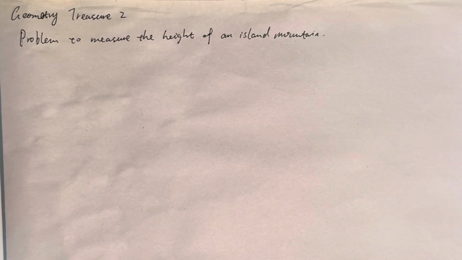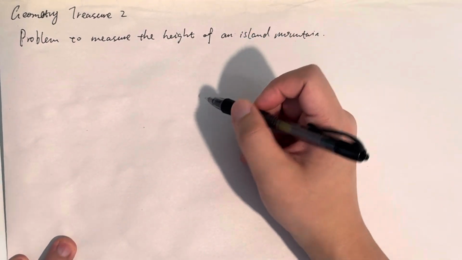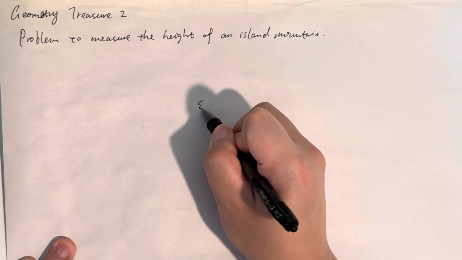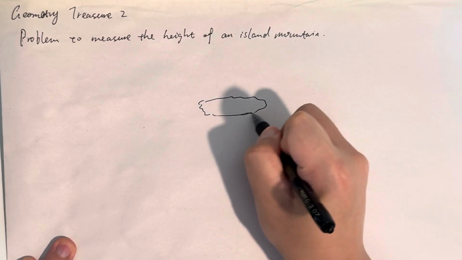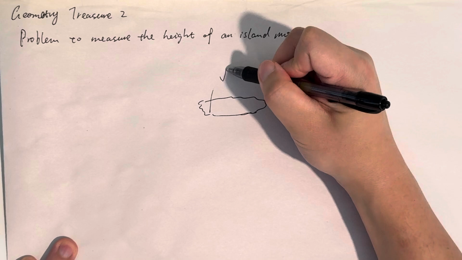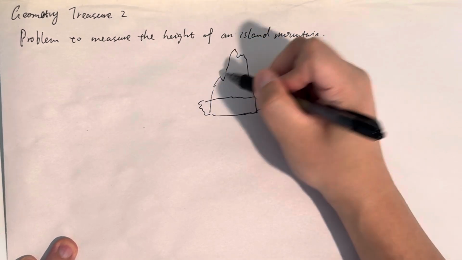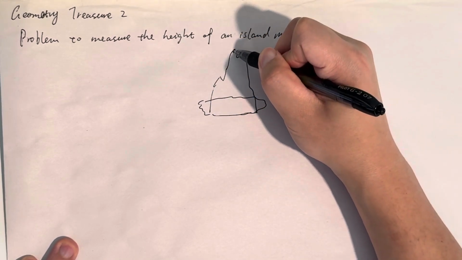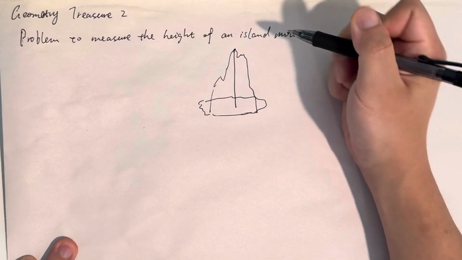So today we're going to talk about the geometry treasure 2, which is a problem to measure the height of an island mountain. Okay, so the problem is like this. We have an island here, and the island has a mountain, right? And we want to know the height of the mountain.